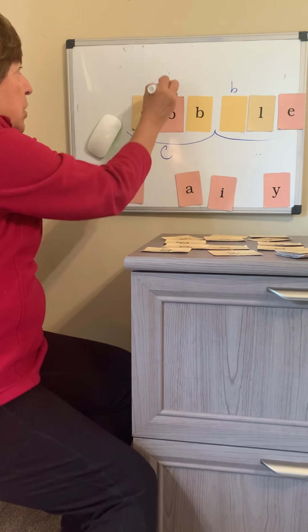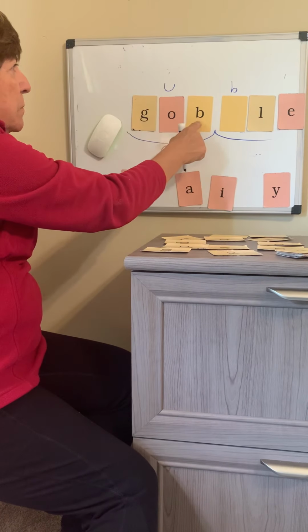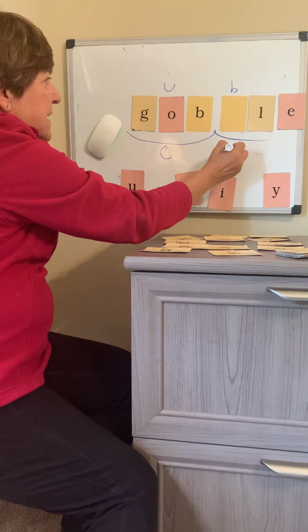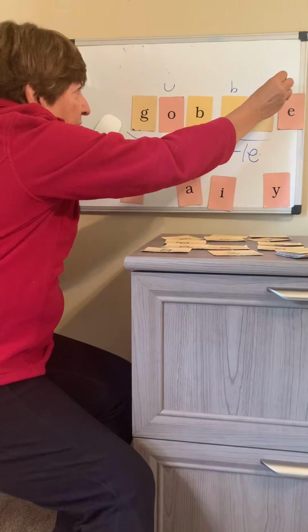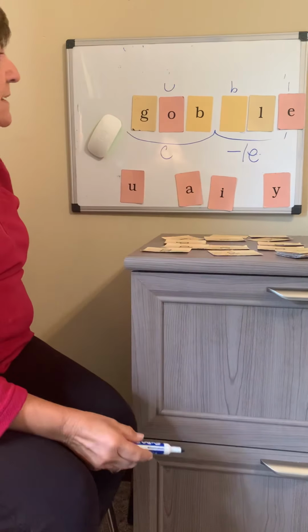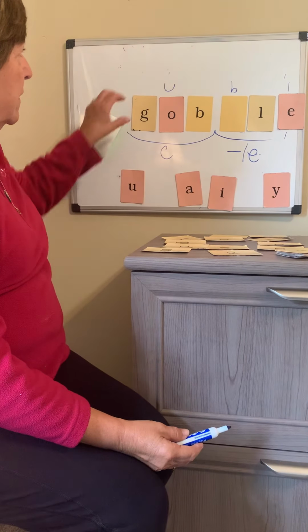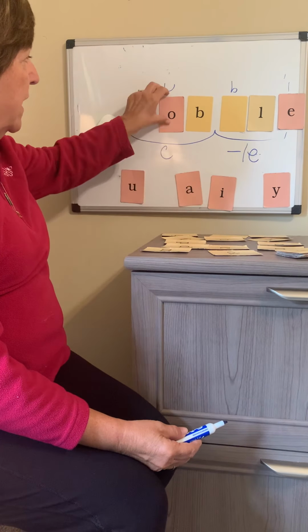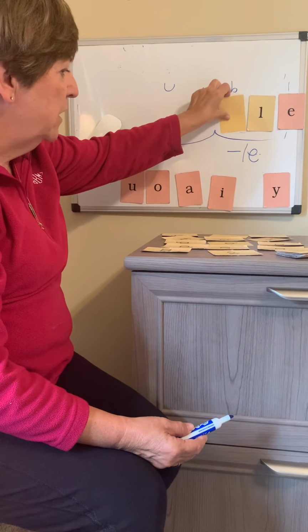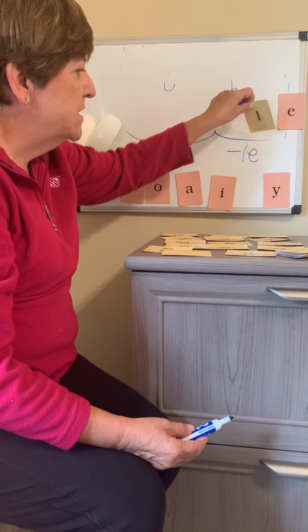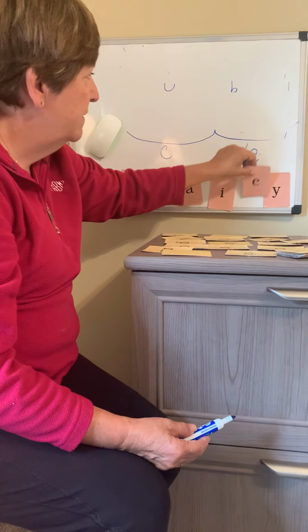The first syllable is closed, the O is short, the B shuts the door. Second syllable is the consonant L-E syllable. Don't forget, the E is silent. Great. Now I'm going to give you some for you to try to spell on your own, and then I'll put the answers up here for you to check.